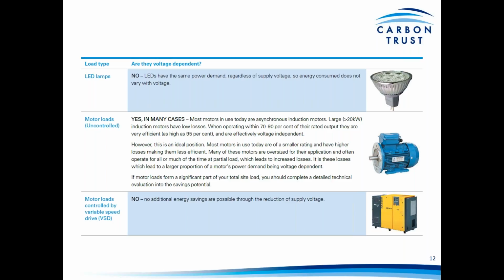So where modern motors are actually induction motors and tend to be large, sort of greater than 20 kilowatt motors with lower losses, these are actually fairly efficient. So when operating within 70 to 90% of their top rated output, they can be as high as 95% efficient and effectively voltage independent. So that's modern motors.